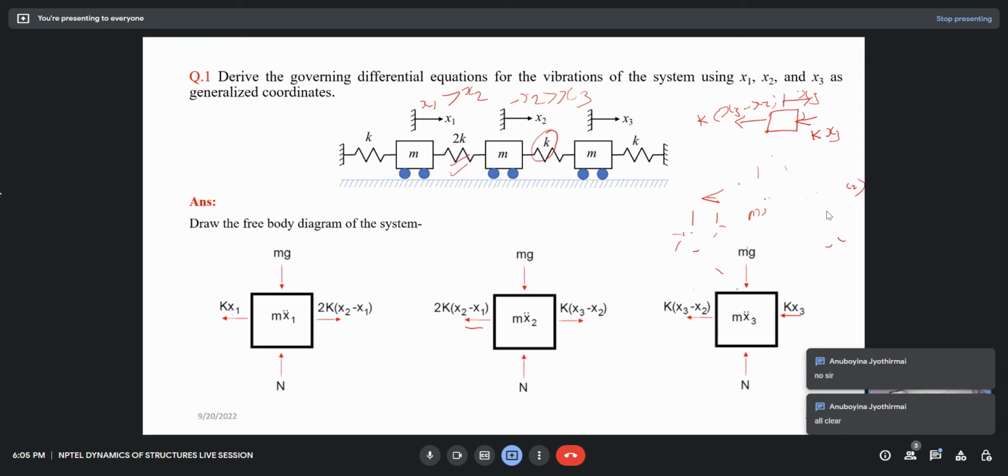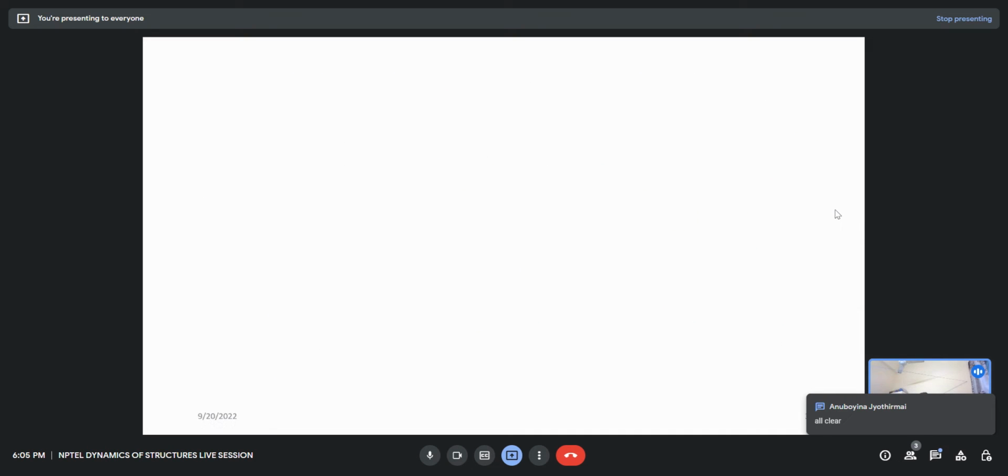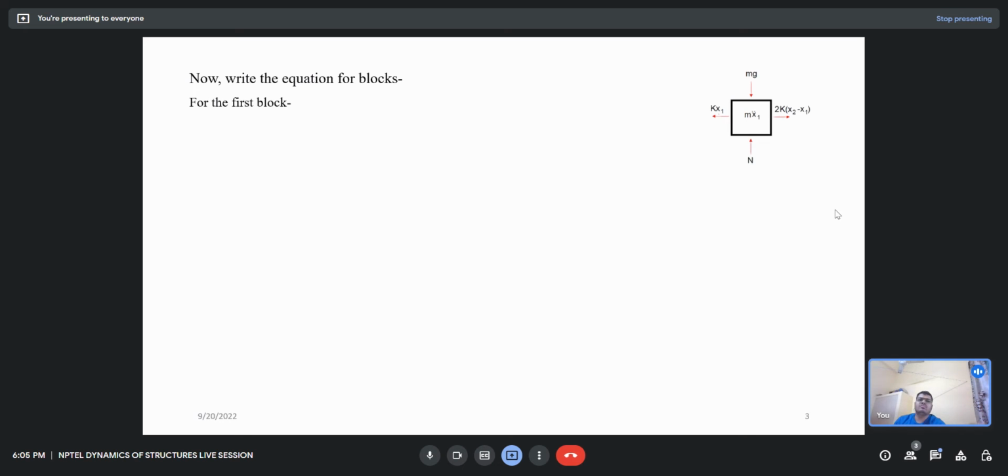Okay, if no, then we move on to write the equations of motion one by one. Let us first write the equation for the first block. That was the free body diagram that I have drawn. If I write the equation of motion, the inertial force is mx1 double dot, and it is in the opposite direction. So the equation would be mx1 double dot, kx1, and in the opposite direction 2k x2, which is in the negative direction. Rearranging the terms, it becomes mx1 double dot plus 3kx1 minus 2kx2 is equal to 0.